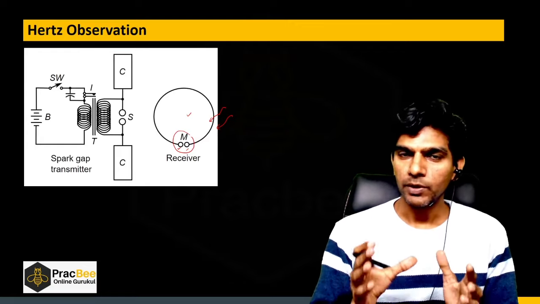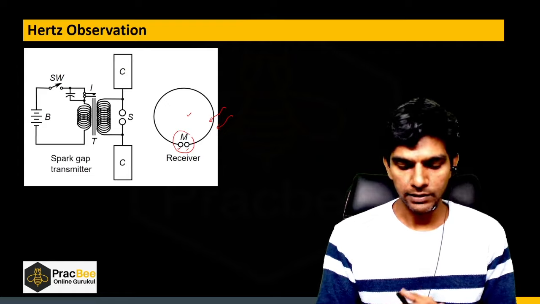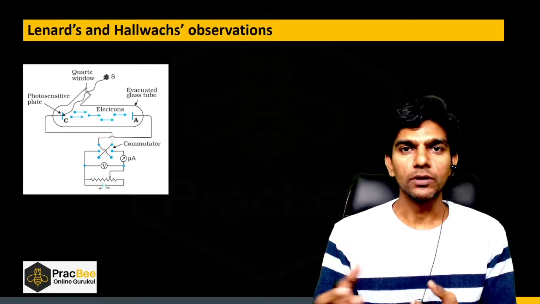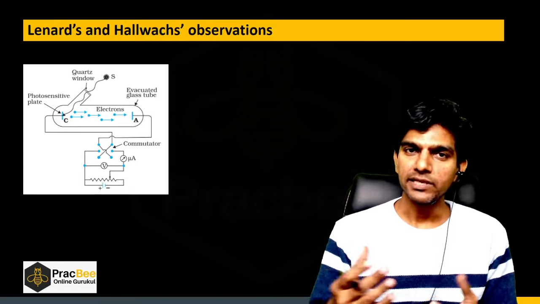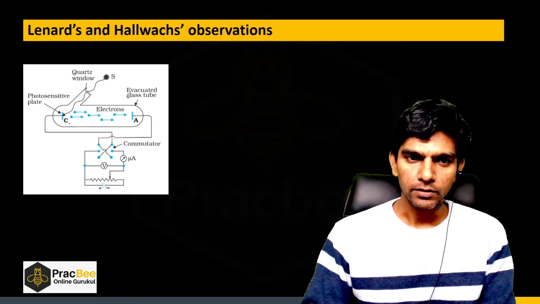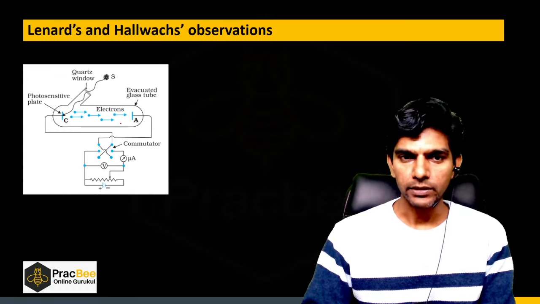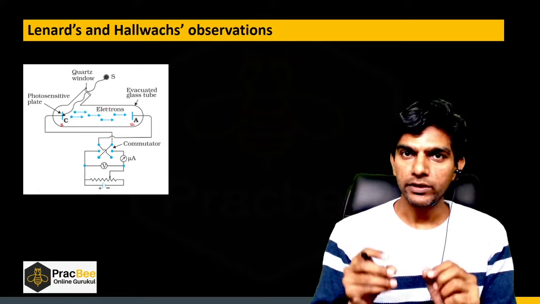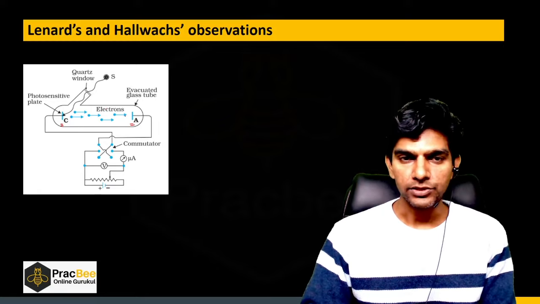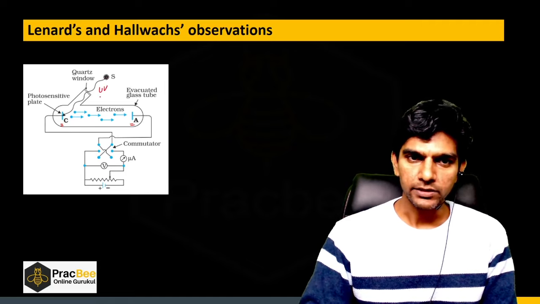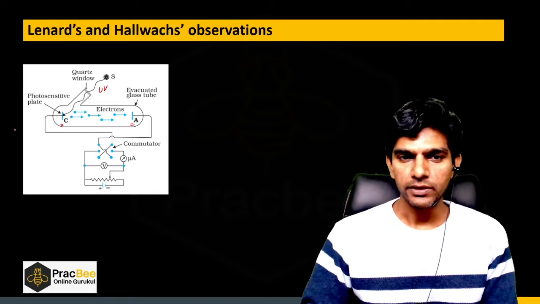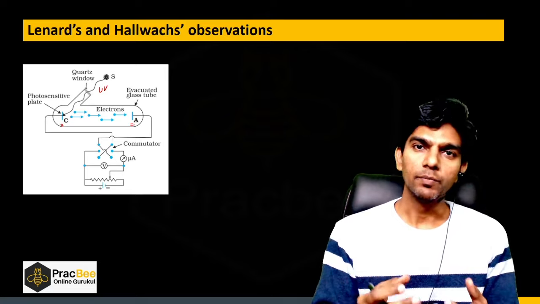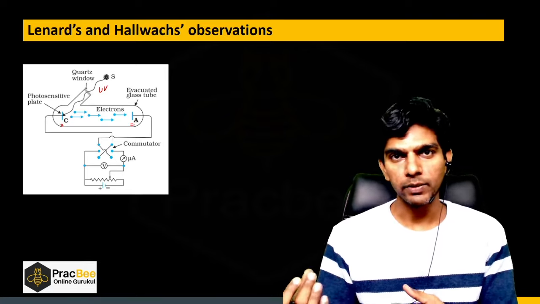Hertz published this observation in a research paper, and then based on it, Lenard and Hallwachs carried out some experiments. Now let us see what Lenard did. Lenard took a metallic plate, which is known as the emitter plate. This is the emitter plate, and this is the collector plate. He placed these two plates in an evacuated glass tube, and then incident UV rays on the emitter plate. He observed that there is some current in the circuit. It means some charged particles have come out of the emitter surface, move from the emitter to the collector plate, and constitute the current.